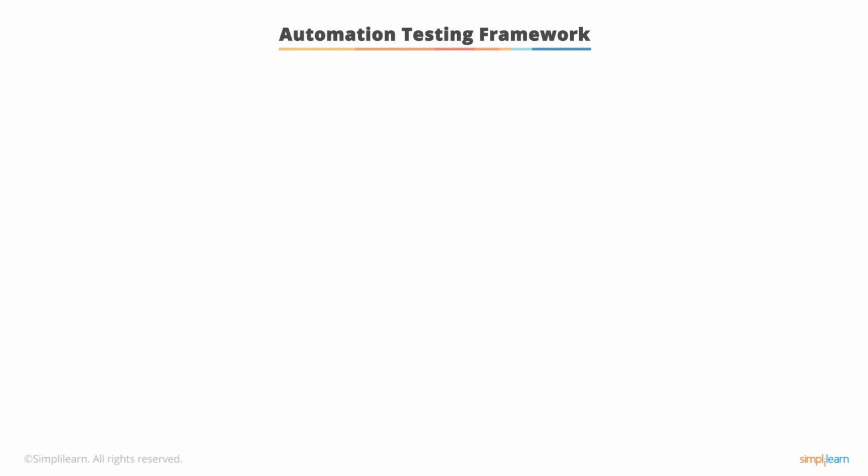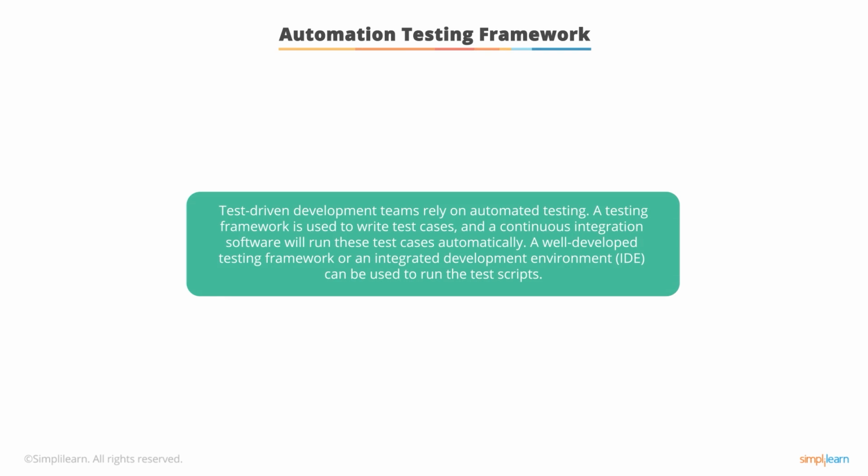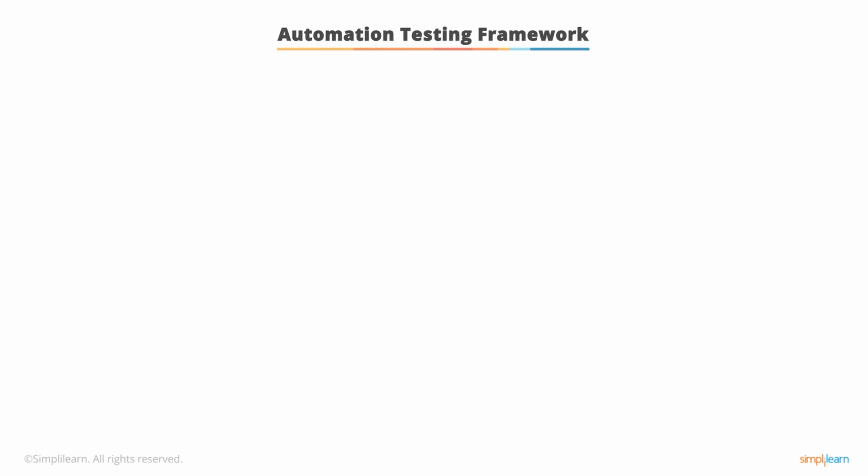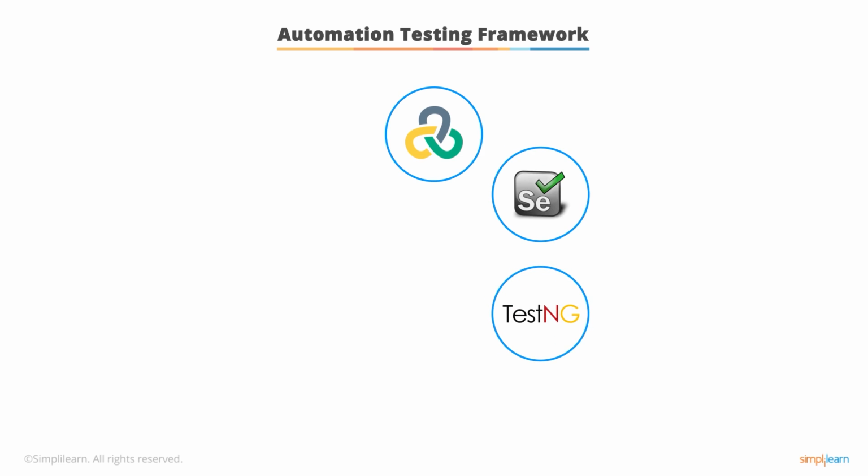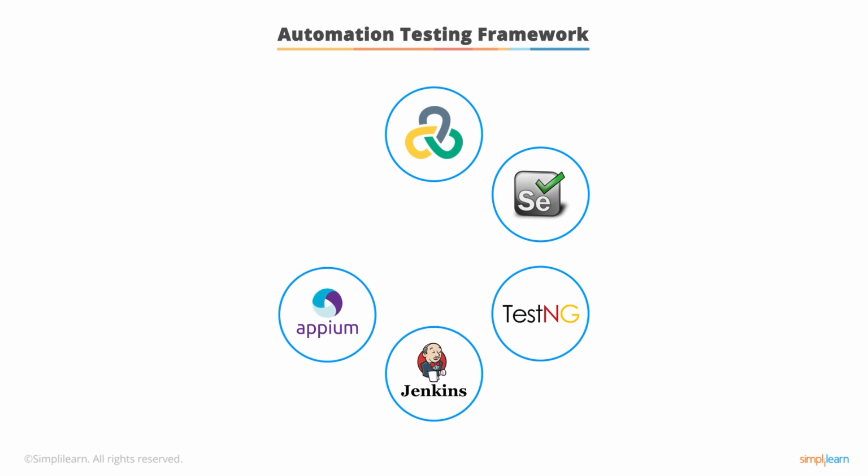Automation testing frameworks. Test-driven development teams rely on automated testing. A testing framework is used to write test cases, and continuous integration software will run these test cases automatically. A well-developed testing framework or an integrated development environment, also known as an IDE, can be used to run the test scripts. Some examples of automation testing frameworks are LoadRunner, Selenium, and TestNG, which is supported by Maven. Jenkins has a number of plugins that support automated testing. Appium supports automated testing for mobile devices, and there's the tried and true automated testing tool for Java, JUnit.